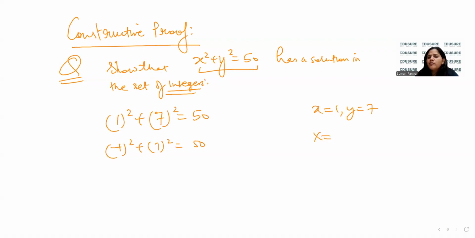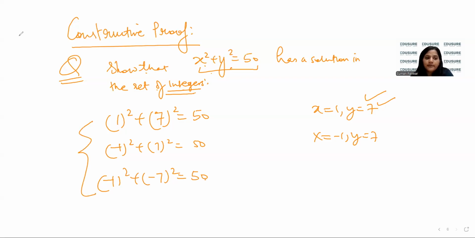In fact, there are so many solutions, but if they say show that it has a solution in the set of integers, even if you give one pair of x and y, we are done, because we have to show that it has a solution in the set of integers. Or if they say show that this has a solution when x is negative and y is negative, then also we have a solution. So this is known as proof by construction or constructive proof, where we generate examples to support our statement.